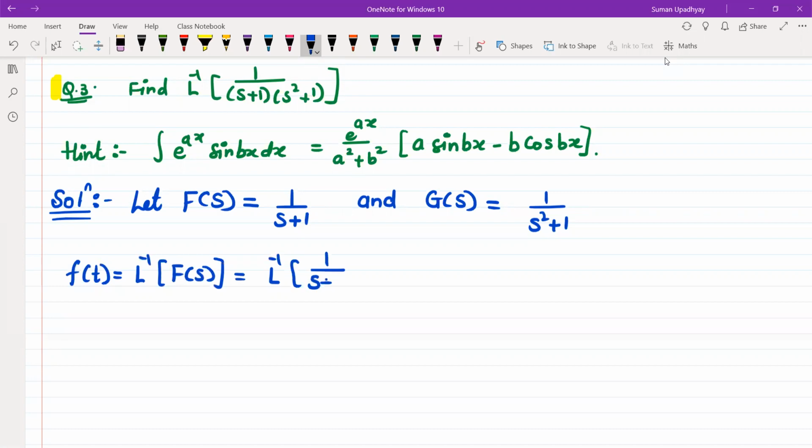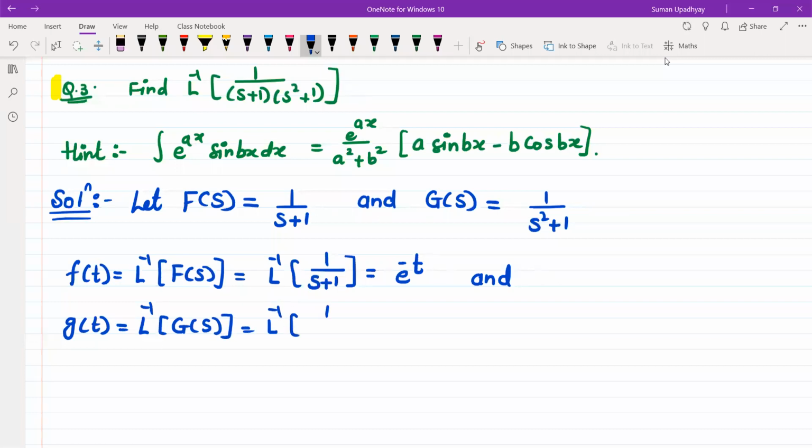So the Laplace inverse of 1 upon s plus 1 is e raised to minus t. Correct. And we are going to calculate g of t. G of t I will get by taking the Laplace inverse of g of s, and g of s over here is 1 upon s square plus 1. So the Laplace inverse of 1 upon s square plus 1 will be sin t. Very good. So I got f of t and g of t.